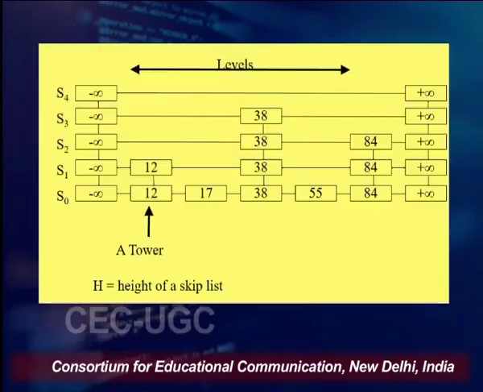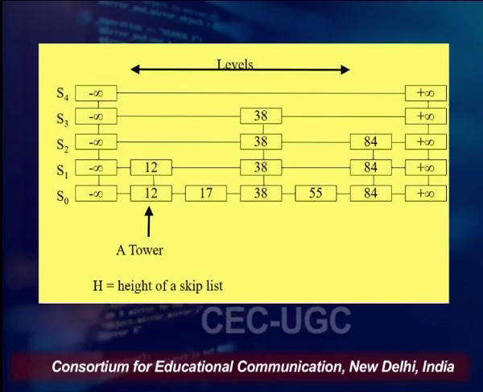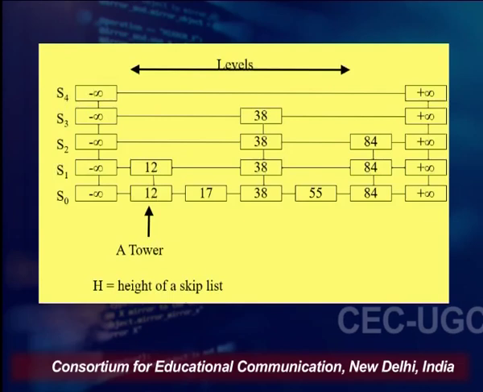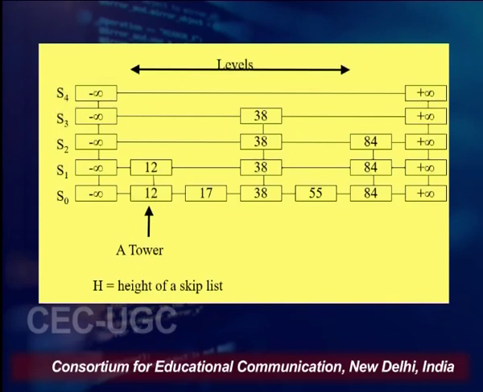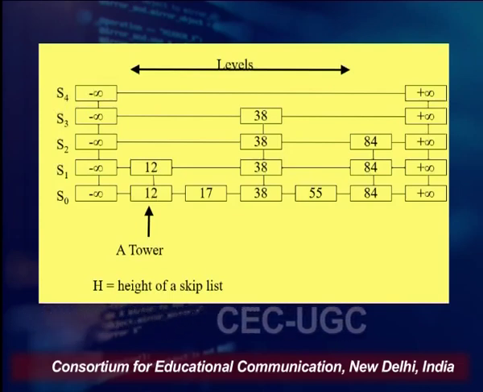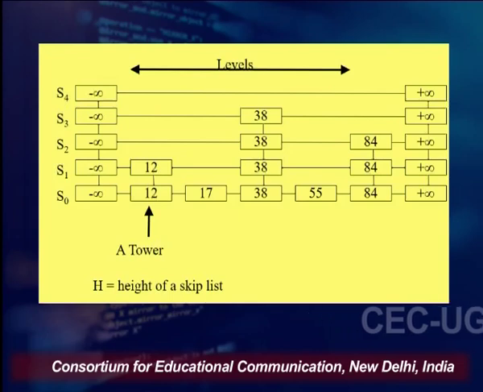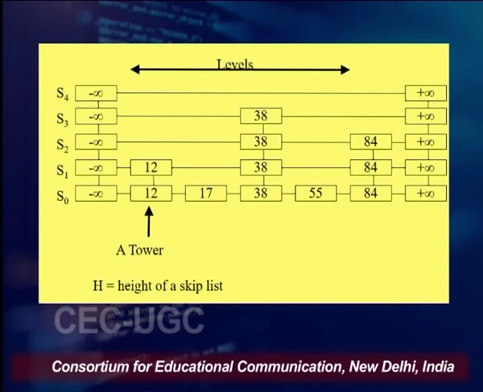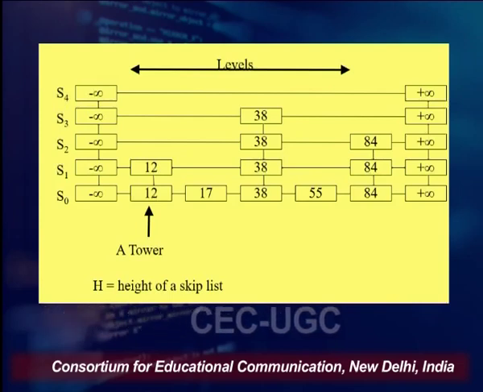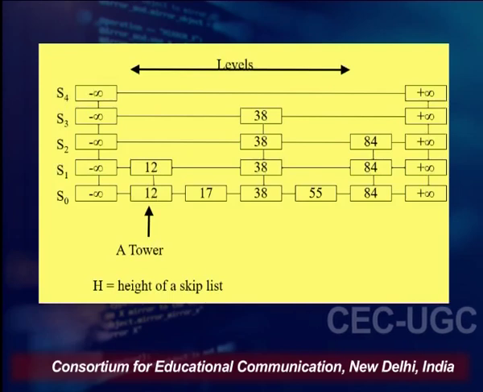If I say levels, then S0, S1, S2, S3, S4 are all the levels, and there are elements which are replicated on top of each other. For example, let us say 38, which is replicated 4 times, or 12, which is replicated twice, and 84, which is replicated thrice. This is known as a tower.